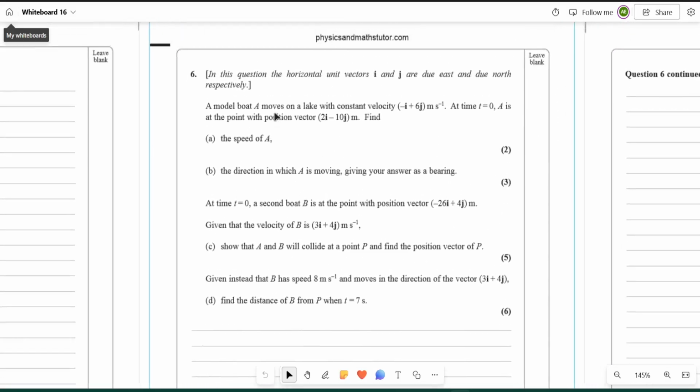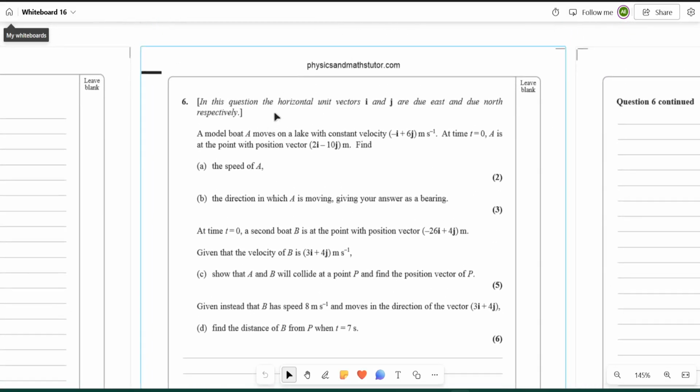Okay, now this question, let's start reading it and trying to solve. So the question says, a model boat A moves on a lake with a constant velocity. At time t equals 0, A is at a point with position vector that. So find the speed of A.